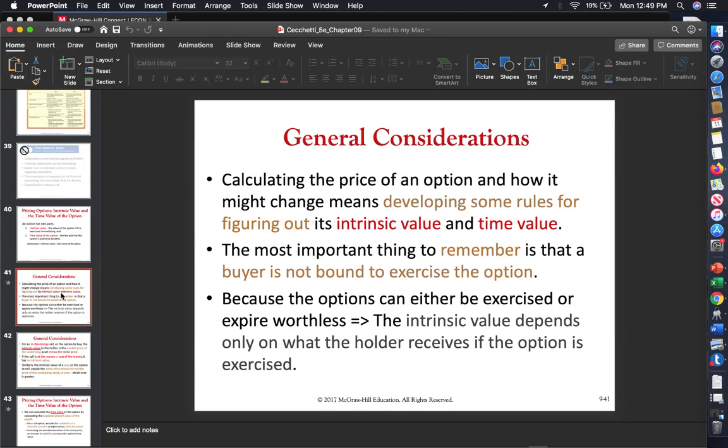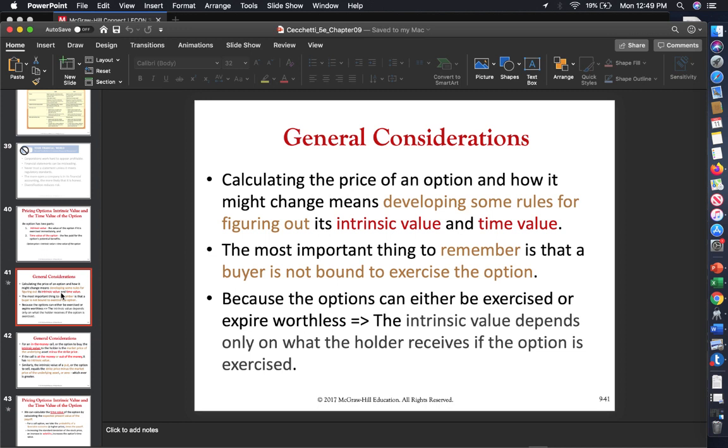So let's talk about the intrinsic value and the time value again. Let's develop some rules to figure out how it is with intrinsic and time value. I will show you down the road a table with different times of expiration, different strike prices, and so on and so forth, and we'll take a close look into that.